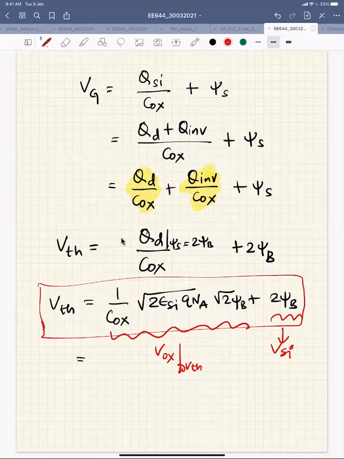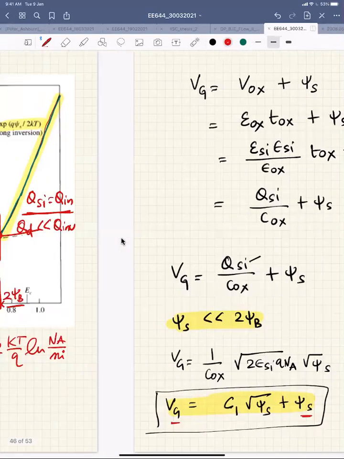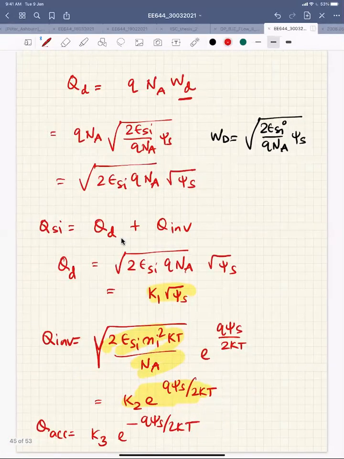Actually, it's not true, because you could do that exercise. You calculate Qd from this equation at 2 psi b, and also you calculate Q inversion. You will see that Q inversion is not equal to Qd. Q inversion is smaller than Qd.